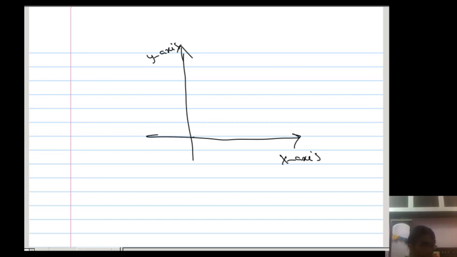So I am taking here P1 and P2. Suppose you take P1 here. What is P1? It is R1 comma theta 1, which means the distance OP1 is R1 and the angle is theta 1. So this is P1.